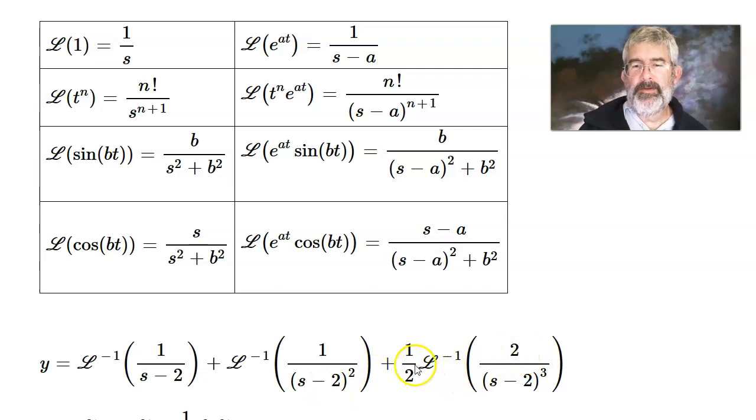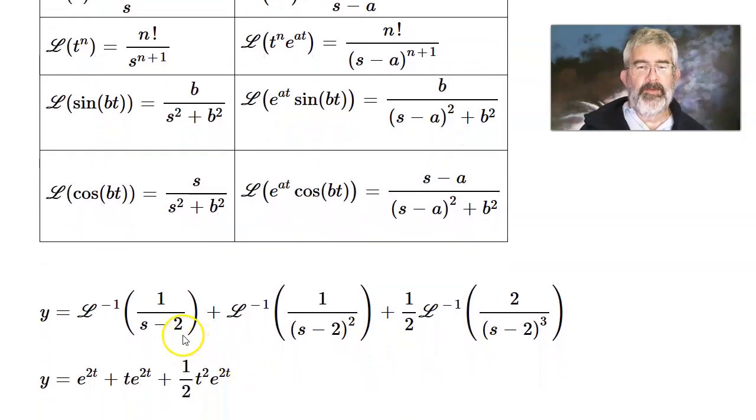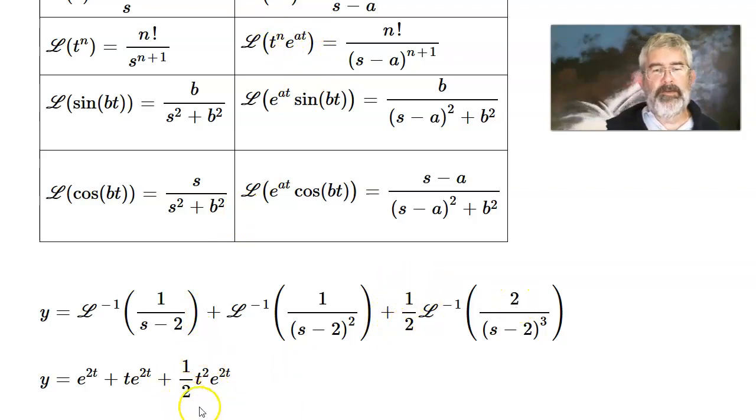Here's the 2 times a half, and now I can say this one, the inverse Laplace transform was e to the 2t. The inverse Laplace transform of that was t e to the 2t. And the inverse Laplace transform of this is, right, with n equals 3 in here, so actually n equals 2, so it's 2 plus 1, then this should be a t squared e to the 2t. That's what I have there, and the half had come out so that I could make that a 2, and so the half is still up front.